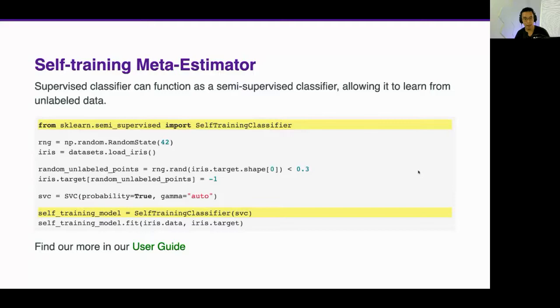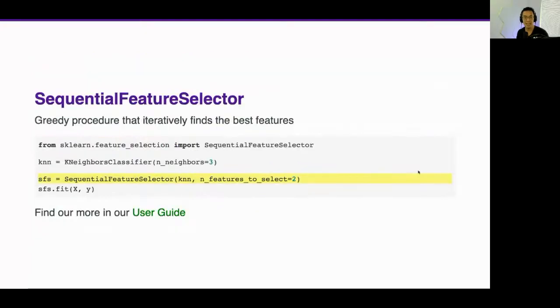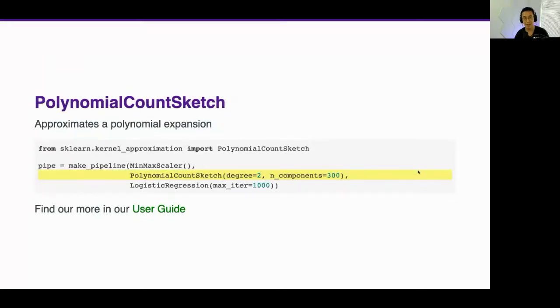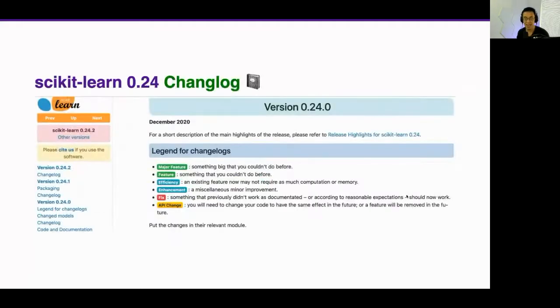Also, we have a self-training meta estimator, which turns any supervised classifier into a semi-supervised one. A sequential feature selector, which is a greedy procedure for finding the best features. We have a polynomial count sketch, which approximates a polynomial expansion. There's a lot. I recommend everyone to look at the changelog to get all the things that are in the release.